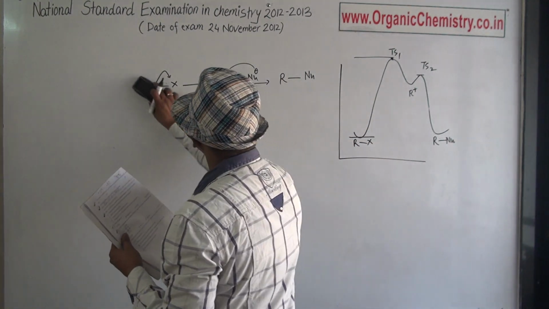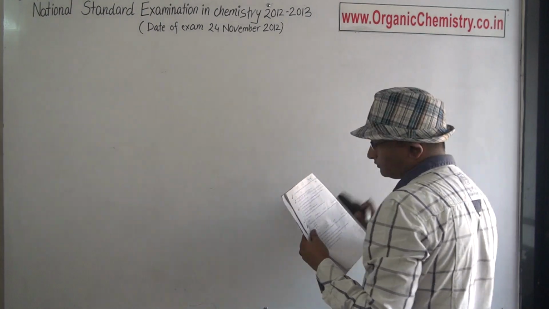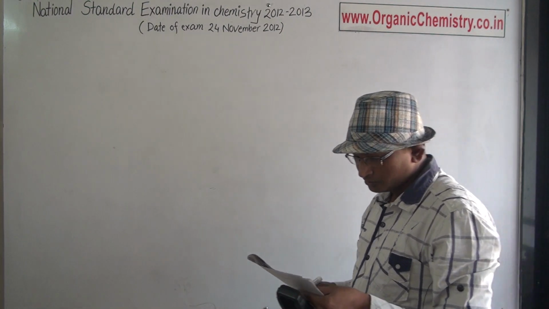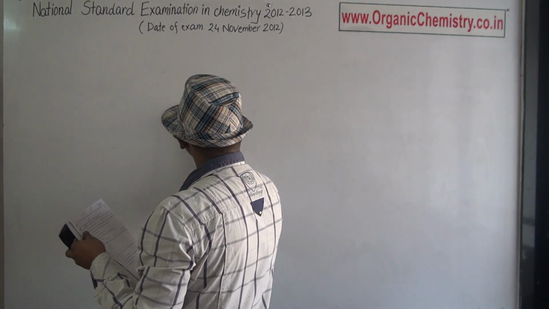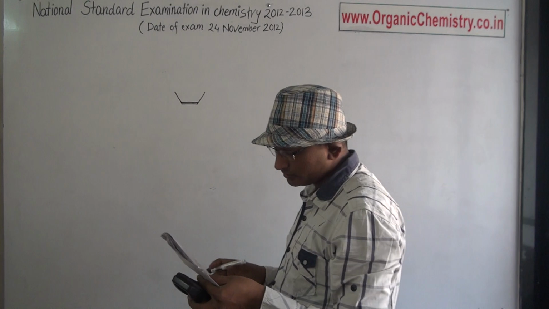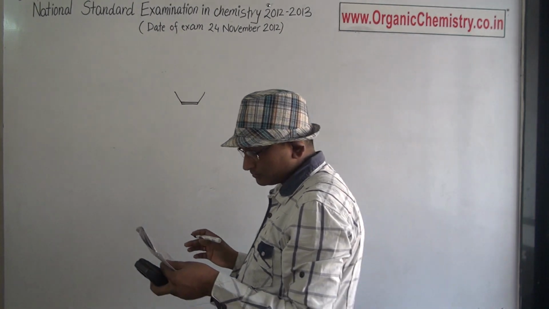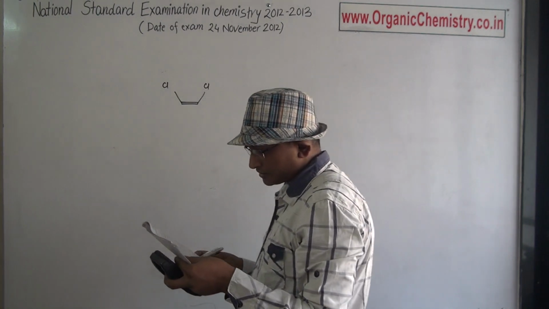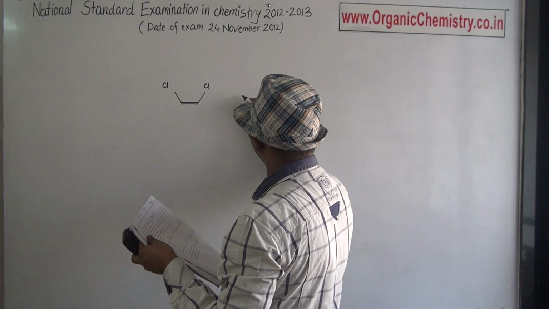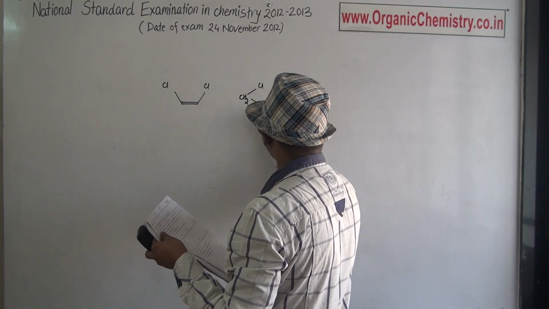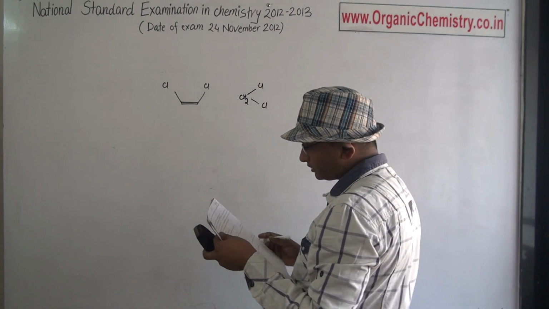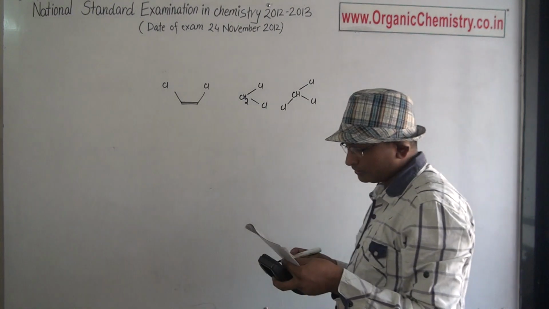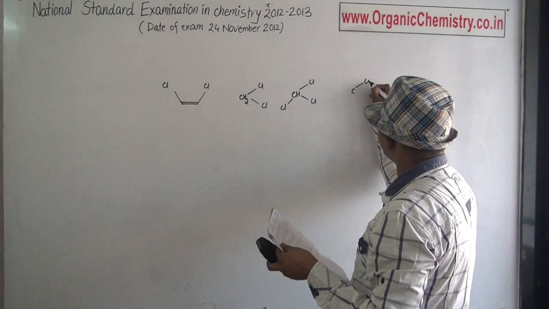Next question. The dipole moment of halo compounds are in the order. They have given 4 substrates. First is cis 1,2-dichloroethene. Second is dichloromethane. And third is trichloromethane. And last is tetrachloromethane.